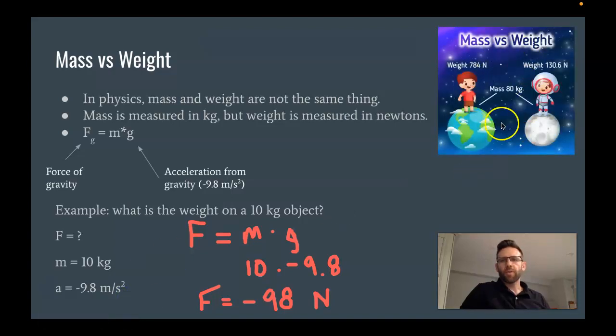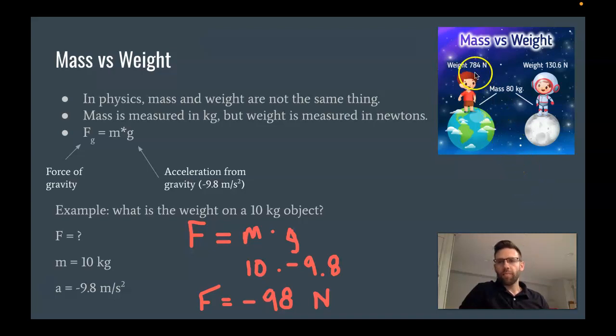All right. And so here's a really good model that might help you think about the difference between mass and weight. Your mass does not change no matter where you are in the universe. So let's take this little guy here. Maybe he's 80 kilograms. He'd be 80 kilograms on Earth. He'd be 80 kilograms on the moon. He'd be 80 kilograms in the middle of space. He'd be 80 kilograms on Jupiter. But his weight would be different.